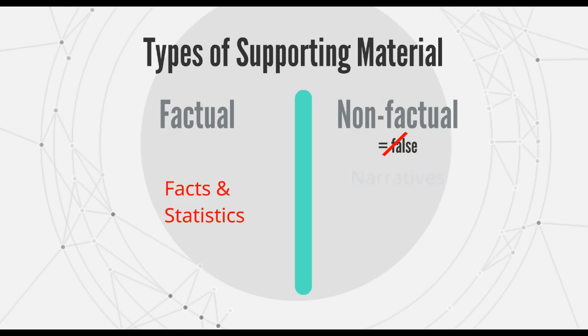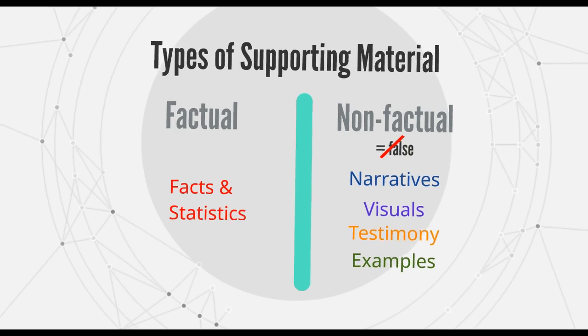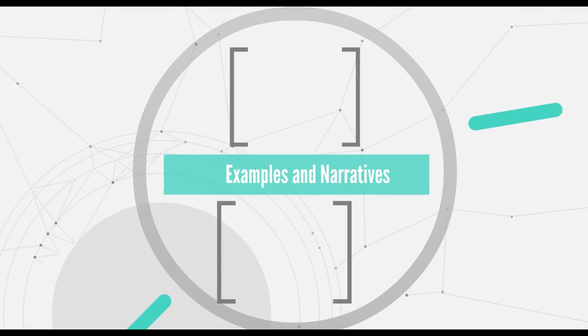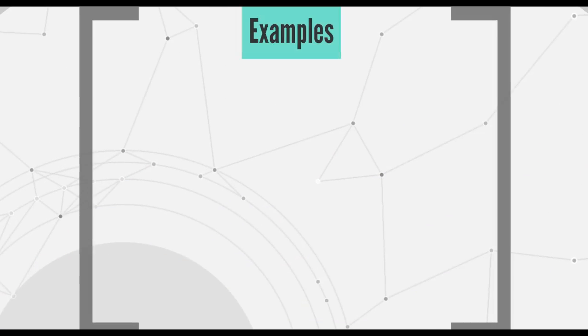Non-factual sources break down into this. We have our narratives, which are stories, visuals, which are things you can see obviously, testimony, which are quotes, and examples. So let's talk a little bit more about those and start with examples and narratives. So first, examples. Examples are kind of self-explanatory, right? But basically what you want to make sure you're doing in your speech is if you're going over a concept, you need something concrete that's going to illustrate what you're talking about.